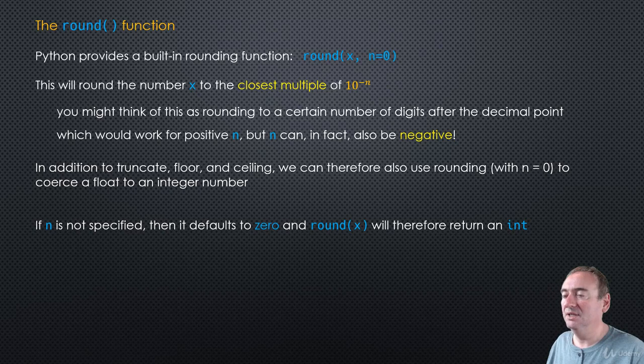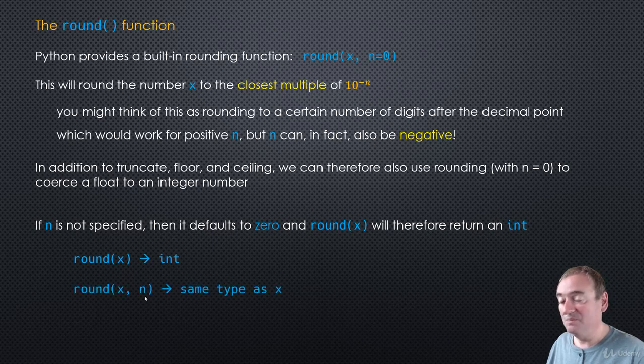So one thing to point out, if n is not specified, it defaults to 0. And so when we round with just the number, but no n, we'll get an integer back. We're going to round to a power of 10 to the negative 0, which is 1, right? 10 to the 0 is 1. So we're going to round to a multiple of 1, which are the integers, right? Integers are all multiples of 1. So when we do that, the round function will actually return an int data type. So if we call round(x) for any valid or acceptable number here, we'll get an int back.